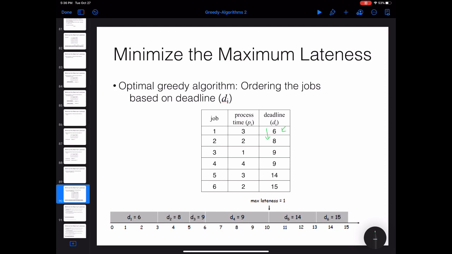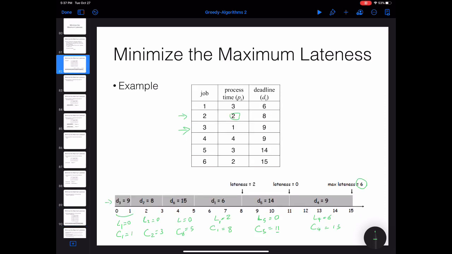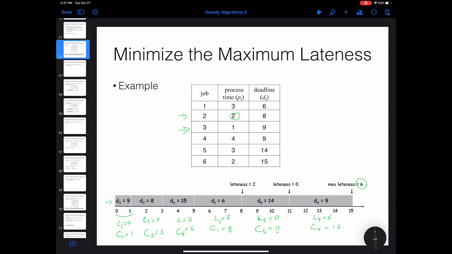The lateness of job 1 is going to be 0. The lateness of job 2 is going to be 0. The lateness of job 3 is going to be 0. The lateness of job 4 is going to be 1 because the deadline is 9 and it will be completed at 10. The lateness of job 5 is going to be 0 again, and job 6 is going to be 0 as well. This is better than the answer that we saw here, right? That the lateness was 6.